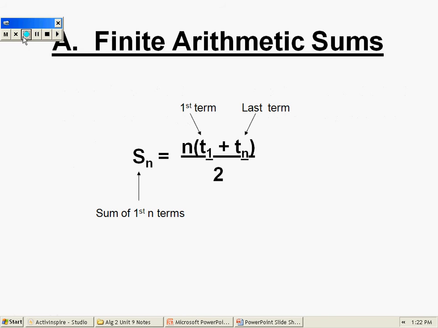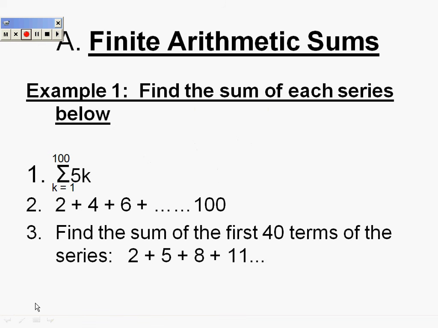So also, we should probably talk about what these things mean. The S_n refers to the total sum. You can get the total sum when you take the first term, add it to the last, and multiply it by the number of terms divided by 2. So let's go ahead and put that into action.